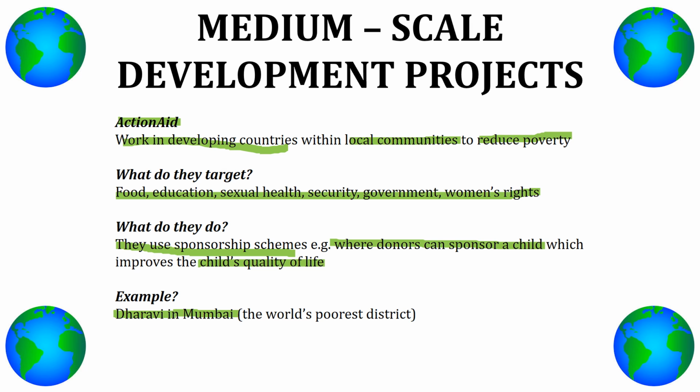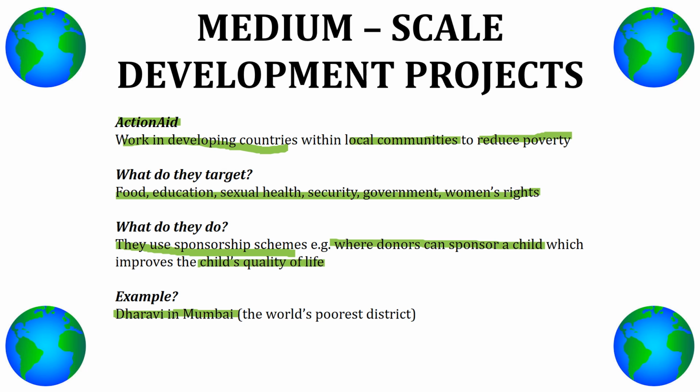How they do this, they use sponsorship schemes where donors can sponsor a child, which improves the child's quality of life. So as I said previously, like there's adverts on TV, like sponsor a child today, your £2 can provide books or medicine for them. That's basically what it is.